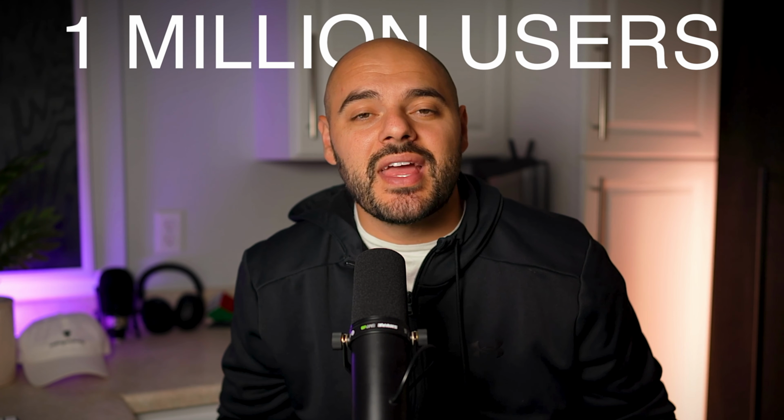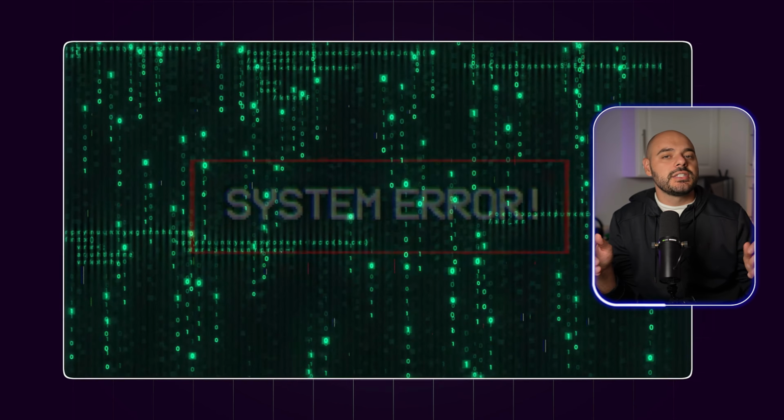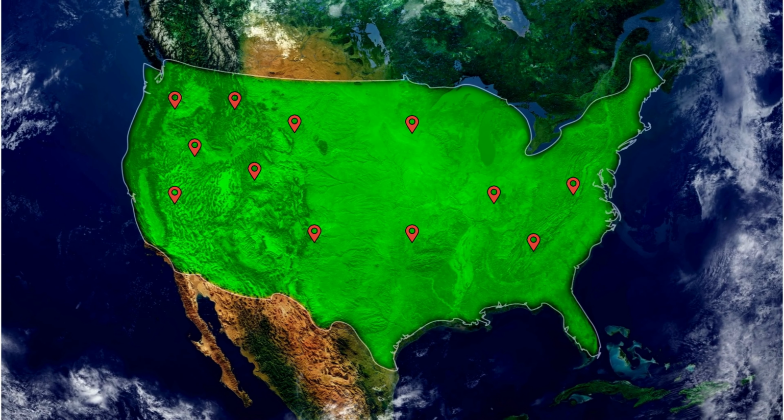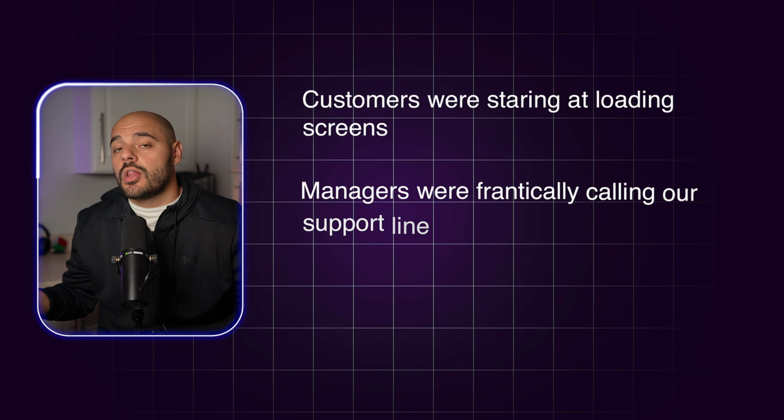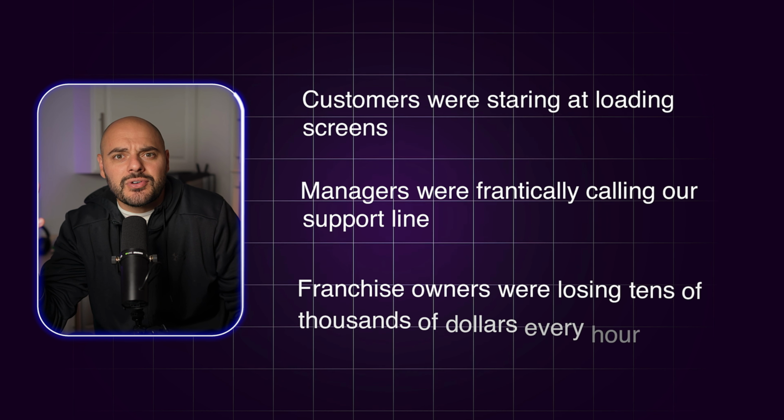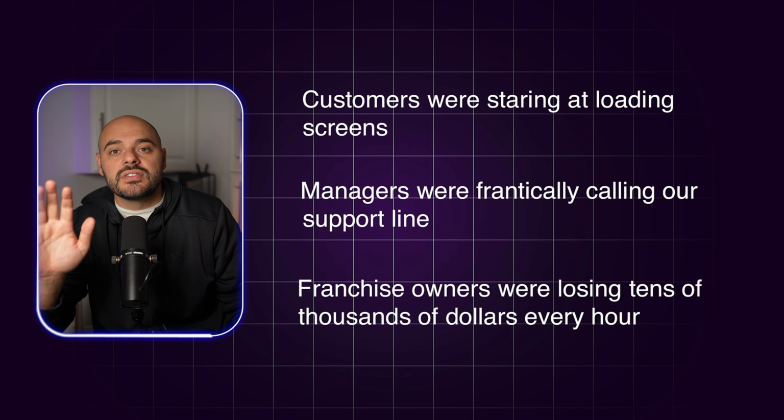The app I helped create has 1 million unique users each month, and at 12:17 p.m. on a Wednesday, our app single-handedly destroyed the lunch rush for over 147 locations all over the US. Customers were staring at loading screens, managers were frantically calling our support line, and franchise owners were losing tens of thousands of dollars every hour. And it's all because of a single, slow API endpoint that I helped build in 2017.